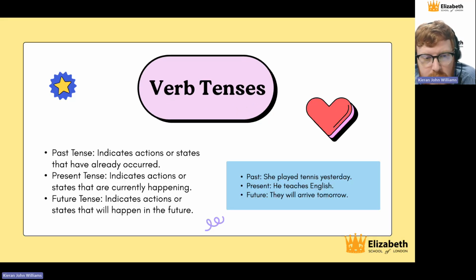Okay. Also, verbs can be in the past form, in the present form, or in the future form as well. So we've got the example here of "she played tennis yesterday." That's an example of a regular past tense verb. Then we've got it in the present: "He teaches English." And then we also have it in the future form: "They will arrive tomorrow." So they can exist in any of those three times.